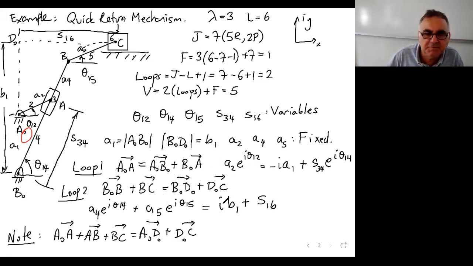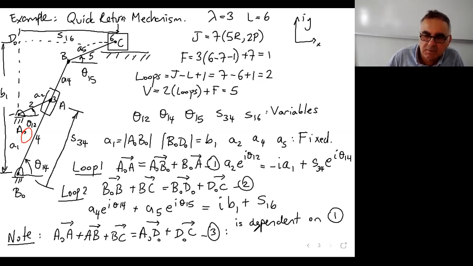So let's say this is 1, this is 2, let's say this is 3. This is dependent on 1 and 2. Actually, by adding and subtracting these 1 and 2, you should be able to obtain the third equation. Okay, it's not too difficult. So there are only 2 loop equations that are independent.